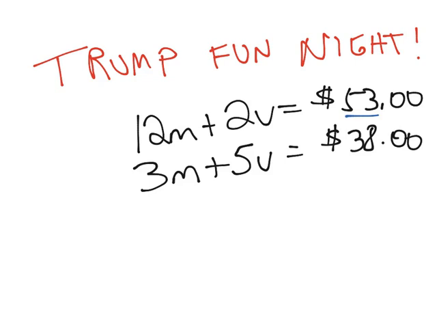$53. Next month he's going to take Mexicans and Muslims out and give them 3 movies, 5 video games for a total of $38. So what we want to figure out is how much is each movie and how much is each video game. So this is going to be a tough little problem here because we got 2 variables, but we also have 2 equations, so we should be able to solve this guy.